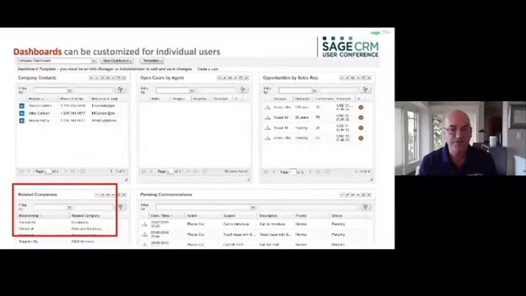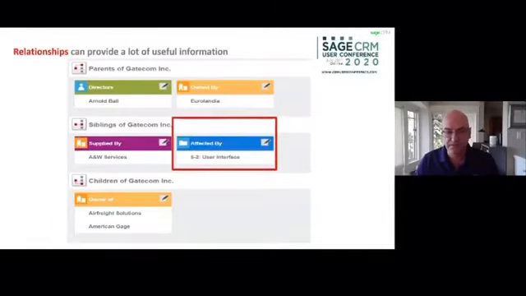We see the opportunities that are open, and we see the 120 user opportunity that we talked about before. And we notice that Brian Little is the salesperson for that. So, interesting. I want to draw your attention to the related companies area of the dashboard. And I'm going to just expand on that a little bit by clicking on a relationship field in that company. So under Gatecom, there's a relationship tab.